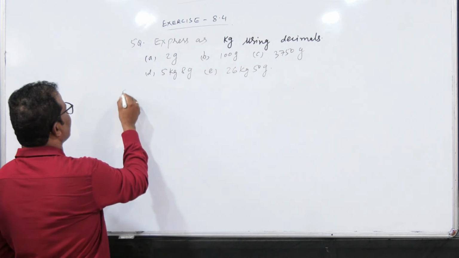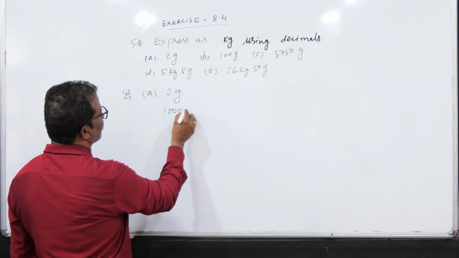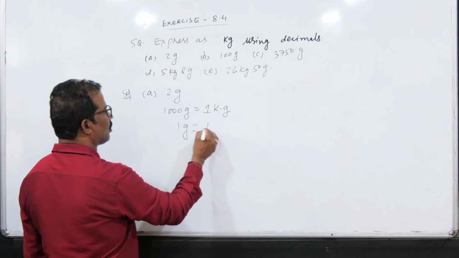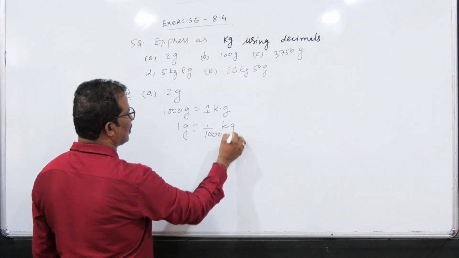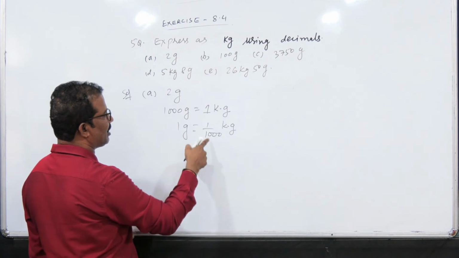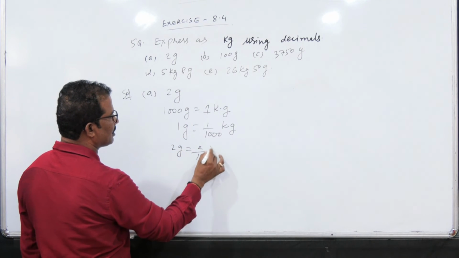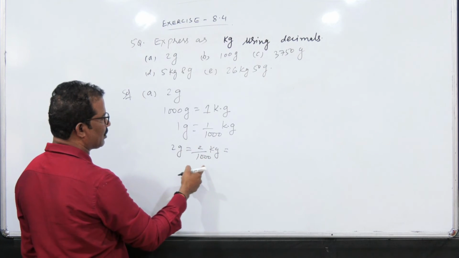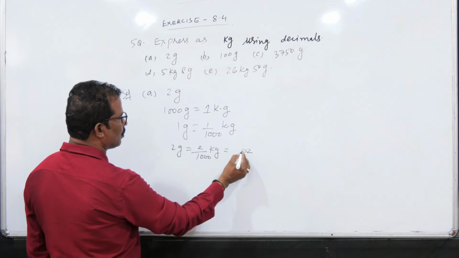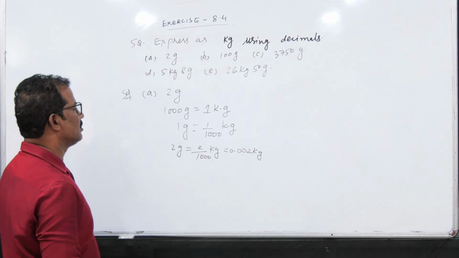How is it? You can see the first question, there is 2 grams. And we know that 1000 grams is equal to 1 kg. Then 1 gram is equal to 1 by 1000 kg only. As I explained in the previous topic, 1 gram is equal to 1 by 1000 kg only. So here 2 grams means 2 by 1000 kg. If we divide 2 by 1000, we will put the point after 3 places of the decimal from right to left: 1, 2, 3, then put a point here. It is kg only. That is 0.002 kg.